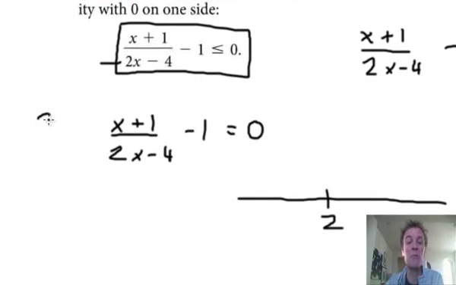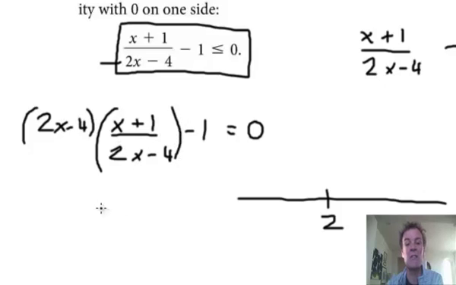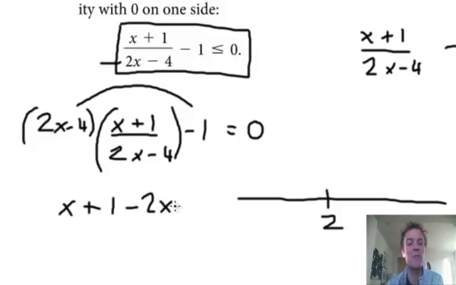And that means multiplying everything by 2x minus 4, the common denominator, the only denominator. So if I multiply 2x minus 4 by this term, the 2x minus 4s will cancel. I'm left with x plus 1. If I multiply the 2x minus 4 by the negative 1, I'll end up with negative 2x. And negative 1 times negative 4 is positive 4. Remember, this still equals 0.